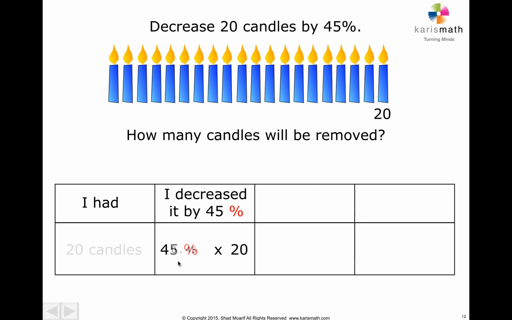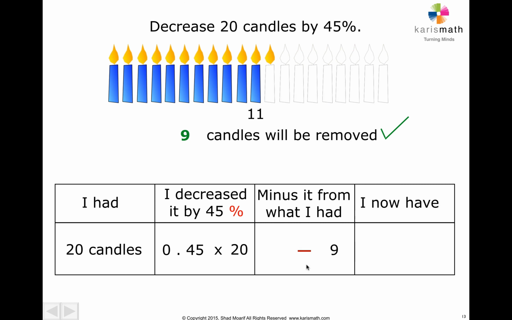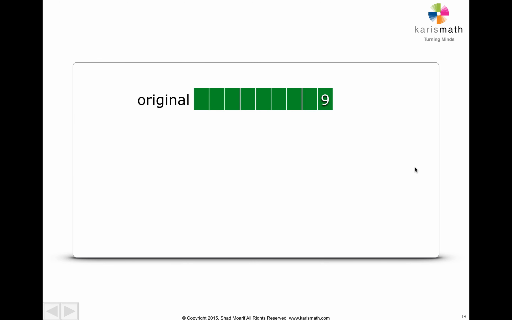So take 45% of 20, work it out. 45% is 0.45. If you multiply it, you'll get 9 candles. That will be the answer, 9 candles. So that's what you're going to remove from 20 candles. So from 20 candles, you take away 9 candles, and you'll end up with, of course, 20 minus 9, which is 11 candles. So I now have 11 candles, all these 9 candles removed. 1, 2, 3, 4, 5, 6, 7, 8, 9. And there's your answer.